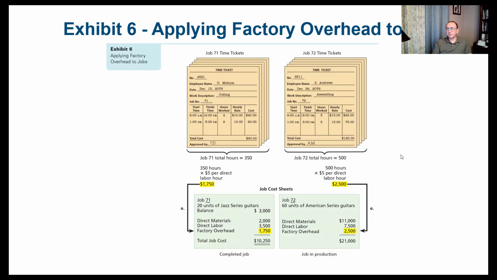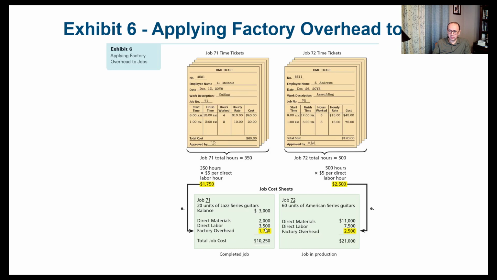So how we apply the factory overhead to jobs. Here we have job 71 and job 72. We had 350 hours here, and in job 72 we had 500 hours. We calculated our rate to be $5. So we take the 350 multiplied by 5, and that will give us the factory overhead.